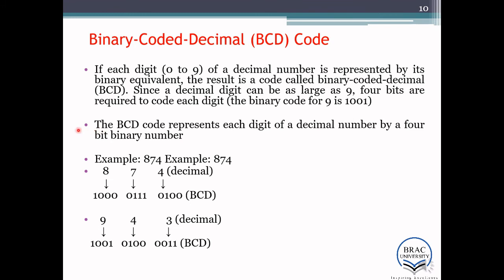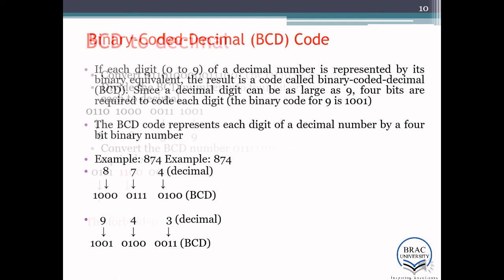The BCD code represents each digit of a decimal number by a 4-bit binary number. You have given an example here, 874. This is the decimal. So for 4, the equivalent BCD is 0100, 4-bit. 7 is not 111, 4-bit it is 0111. 8 is 1000. Similarly for 9, 1001, for 4, 0100, for 3, 0011.